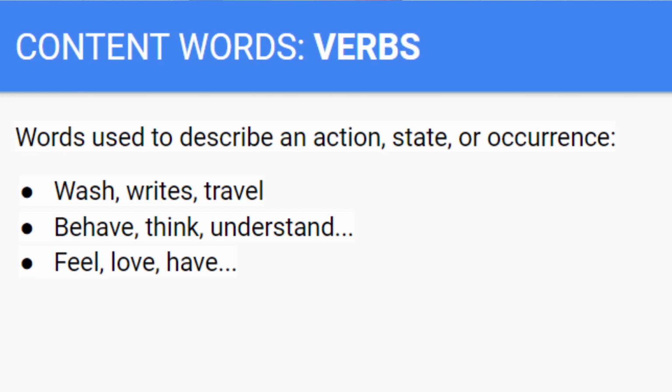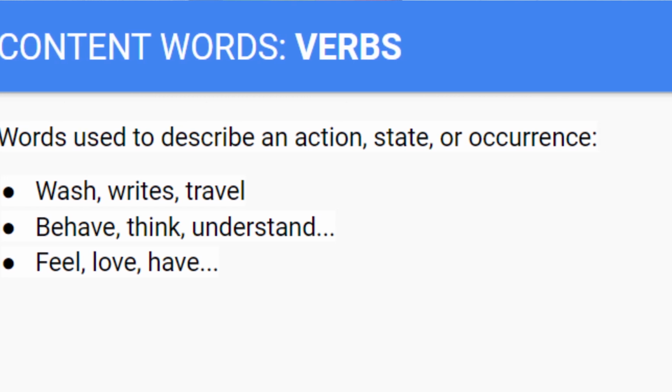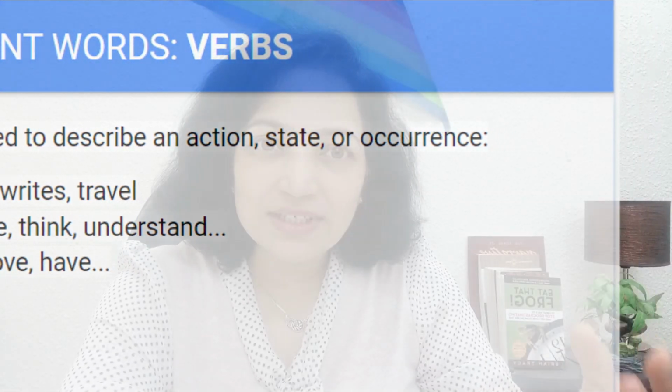Some of the examples of verbs are write, speak, understand, travel, think, and the list goes on and on. Let's look at the third category, and that is the adjective. Adjectives are the words which describe the nouns. We've already discussed the nouns. So those words which describe the words under nouns are called adjectives.